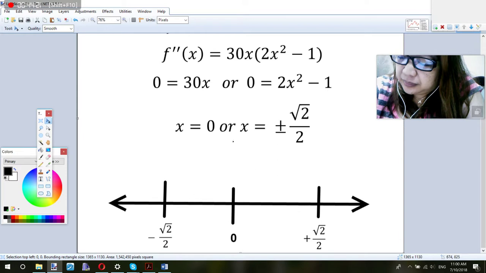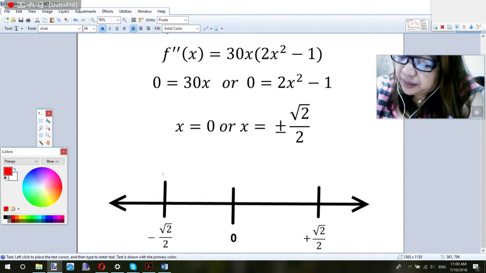Because this would be root 2 over 2 times root 2 over 2 is 2 over 4, which is 1/2 times 2 is 1, minus 1 is 0. So all of these points, if I plug them in directly, will give us 0. I need to know what happens if I plug in a point that is less than negative root 2 over 2, so let's plug in negative 10. If I plug in negative 10, what's going to happen?